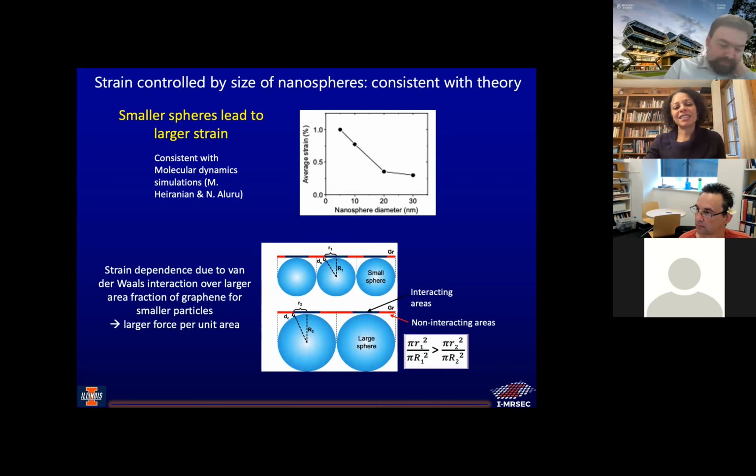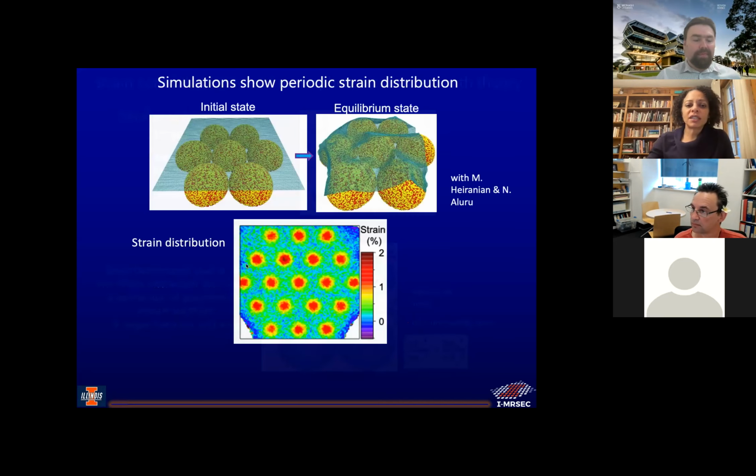So it's not that it's locally straining it more, or that it's a greater magnitude of strain. It's just that more of the graphene is strained on the smaller spheres, and that's what leads you to a larger average strain, if that makes sense. Okay. So that was nice. It showed that we could really control this in this way.